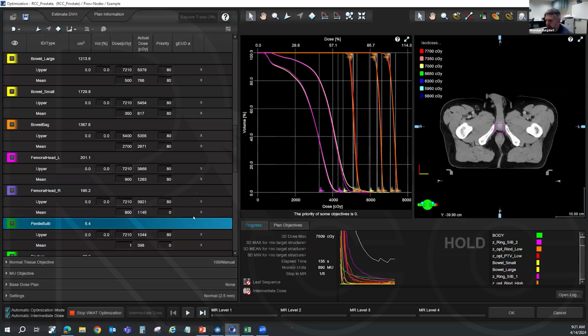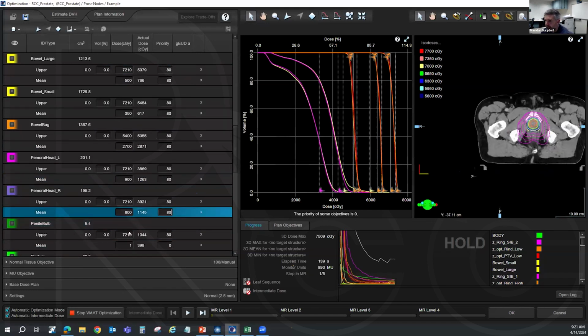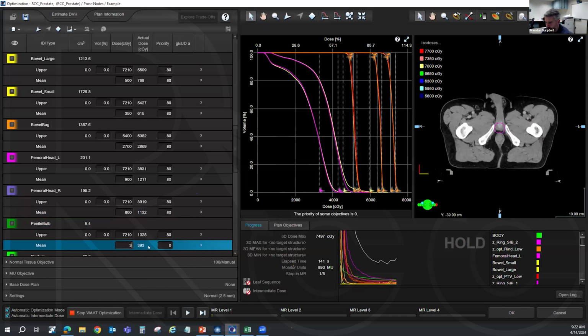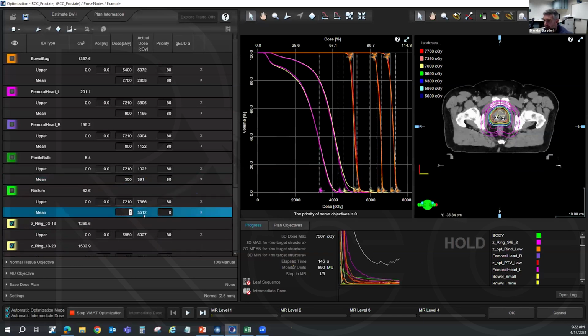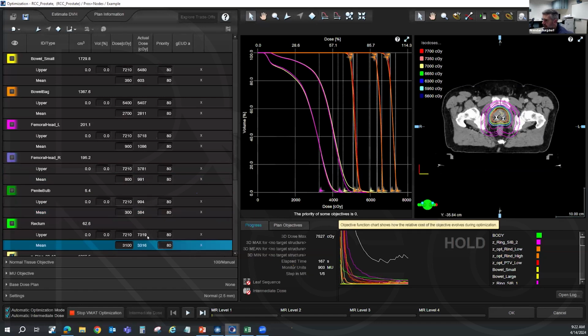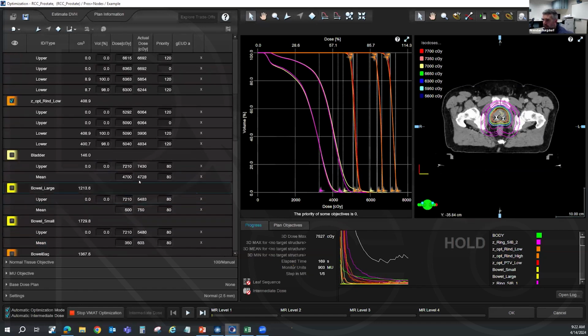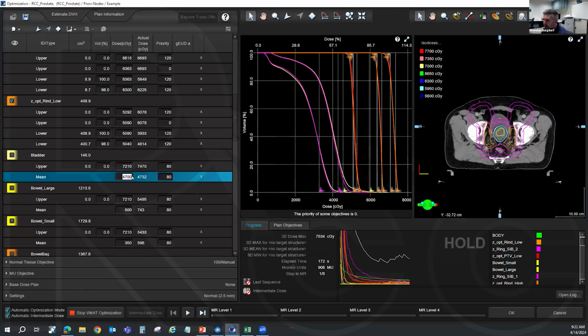And you can quickly go through this as you see the amount. So this one's pretty low already, so maybe I won't try to achieve too much sparing there. And the rectum I'll set to 31 gray. And now with each adjustment, give the optimizer a second to fall back into a more local minimum. So you can see the optimizer is working to reduce that cost. And as it's reducing, we can scroll back up to bladder and you can see it's already reduced the bladder to the amount that we asked it to.